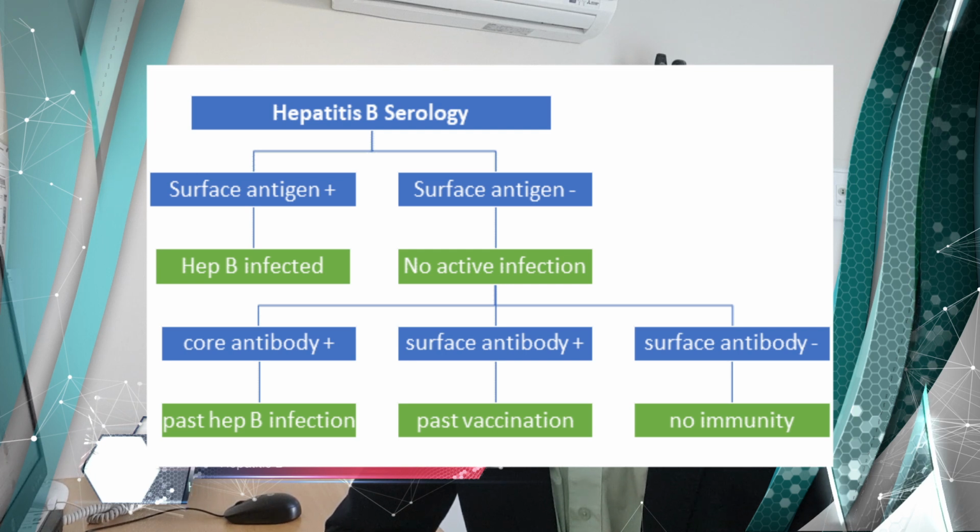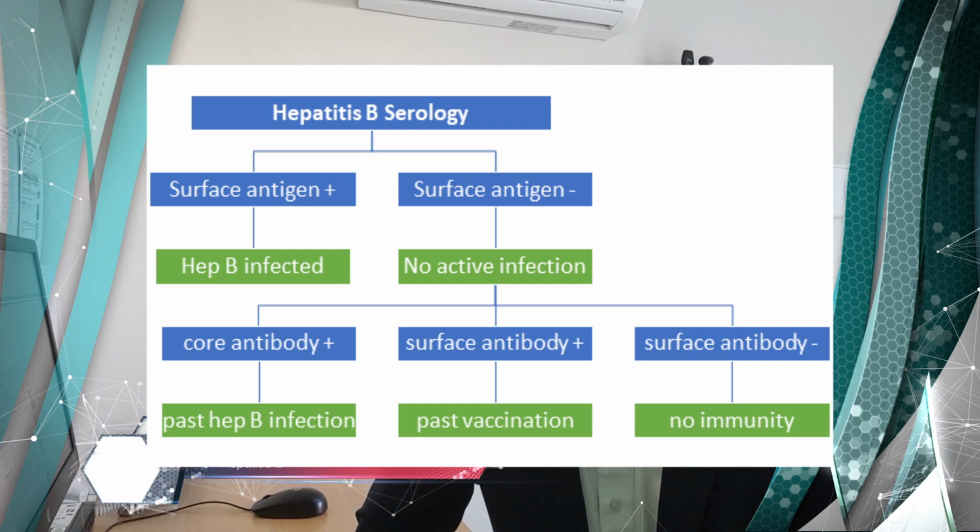Now, the next step, if that's not present, you want to see whether the patient has previously been exposed to hepatitis B. You look at that by looking at whether the core antibody is positive. That means they've had past exposure, as the core is not present in any vaccinations. Lastly, you want to look at the surface antibody, which is the antibody that is present with vaccinations, to see if they are immune.